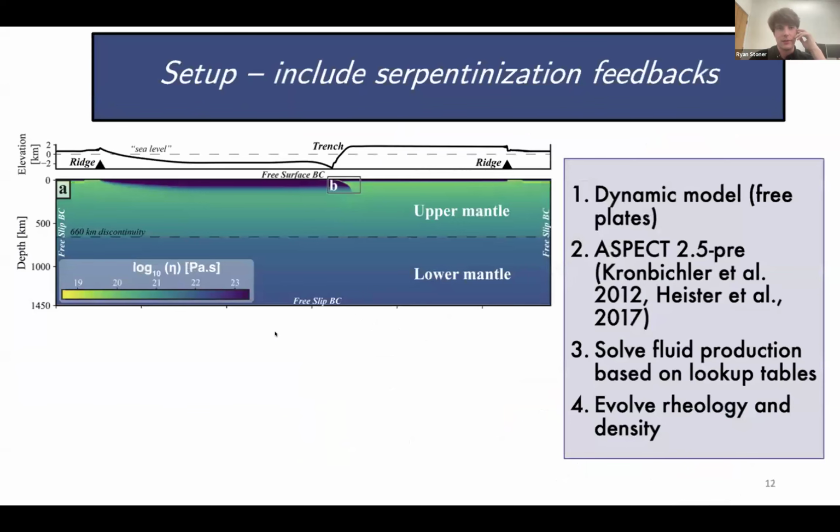So let's go to the setup. We are modeling an ocean-ocean setup for subduction. We're using a free surface. We used ASPECT 2.5 for this, and then we're solving for fluid production based on lookup tables, and then evolving the rheology and density based on those.